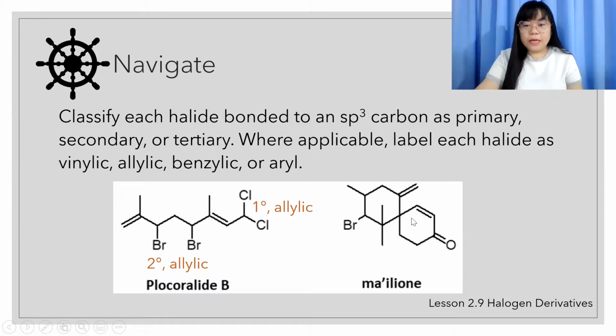And then for the second structure, we only have 1 halogen. Notice that this carbon is attached to two other carbons, therefore making the structure secondary. And we cannot classify it as vinylic, allylic, benzylic, or aryl. Simply a secondary haloalkane.